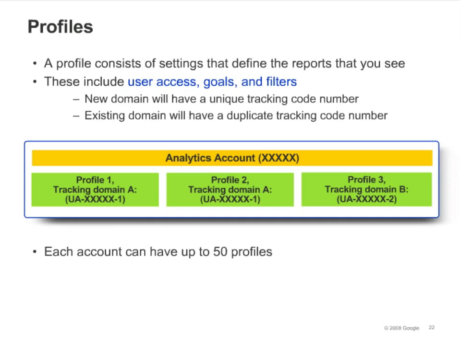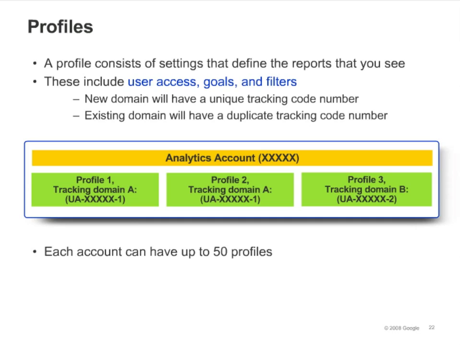Notice the tracking code number for each profile. The longer number, represented by X's, is the Google Analytics account number. All three profiles have the same account number. Next, you see that profiles 1 and 2 each have a -1, while profile 3 has a -2. This smaller number is the property number. Profiles 1 and 2 are tracking the same domain and have the same property number. They can be referred to as duplicate profiles. Profile 3 is tracking a different domain and has a different property number.